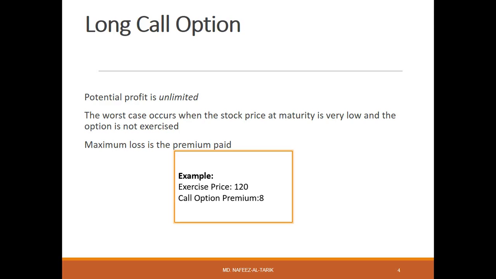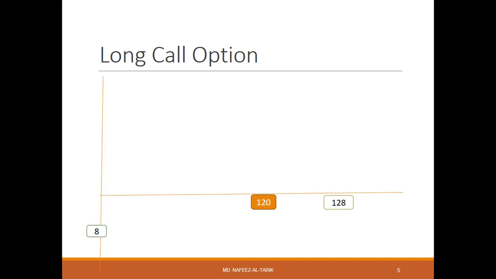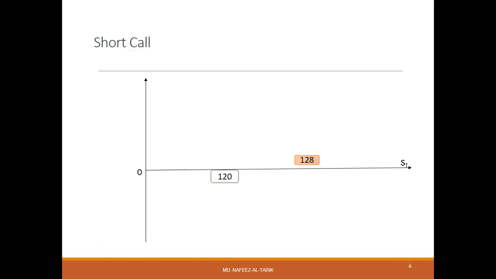Let's see an example where the exercise price is 120 and the call option premium is 8. The value at expiration is the maximum of 0 or stock price minus exercise price, whichever is higher. So you will exercise whenever the stock price is above 120, and you will have profit. To calculate the profit from the payoff, we subtract the call option premium. So the maximum loss that you can incur is the premium paid.